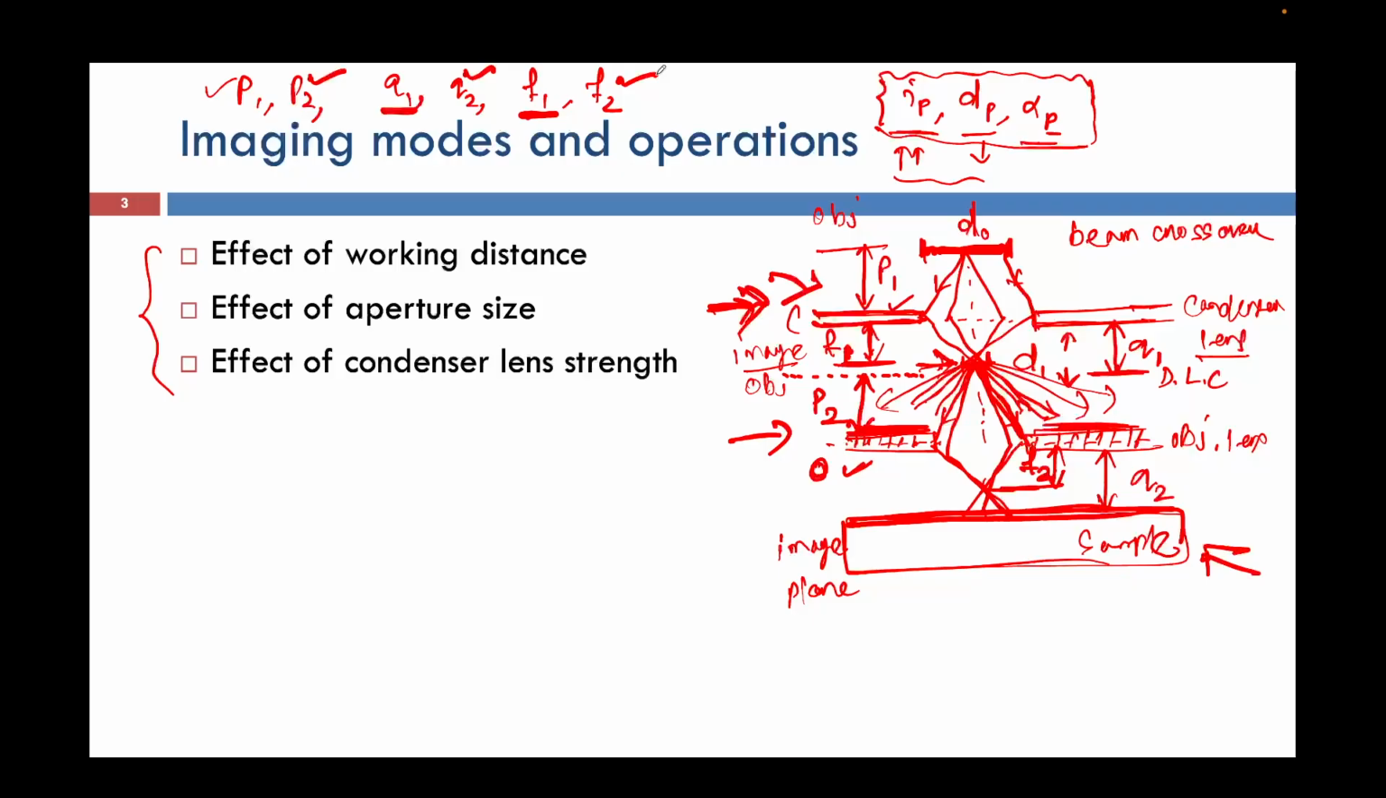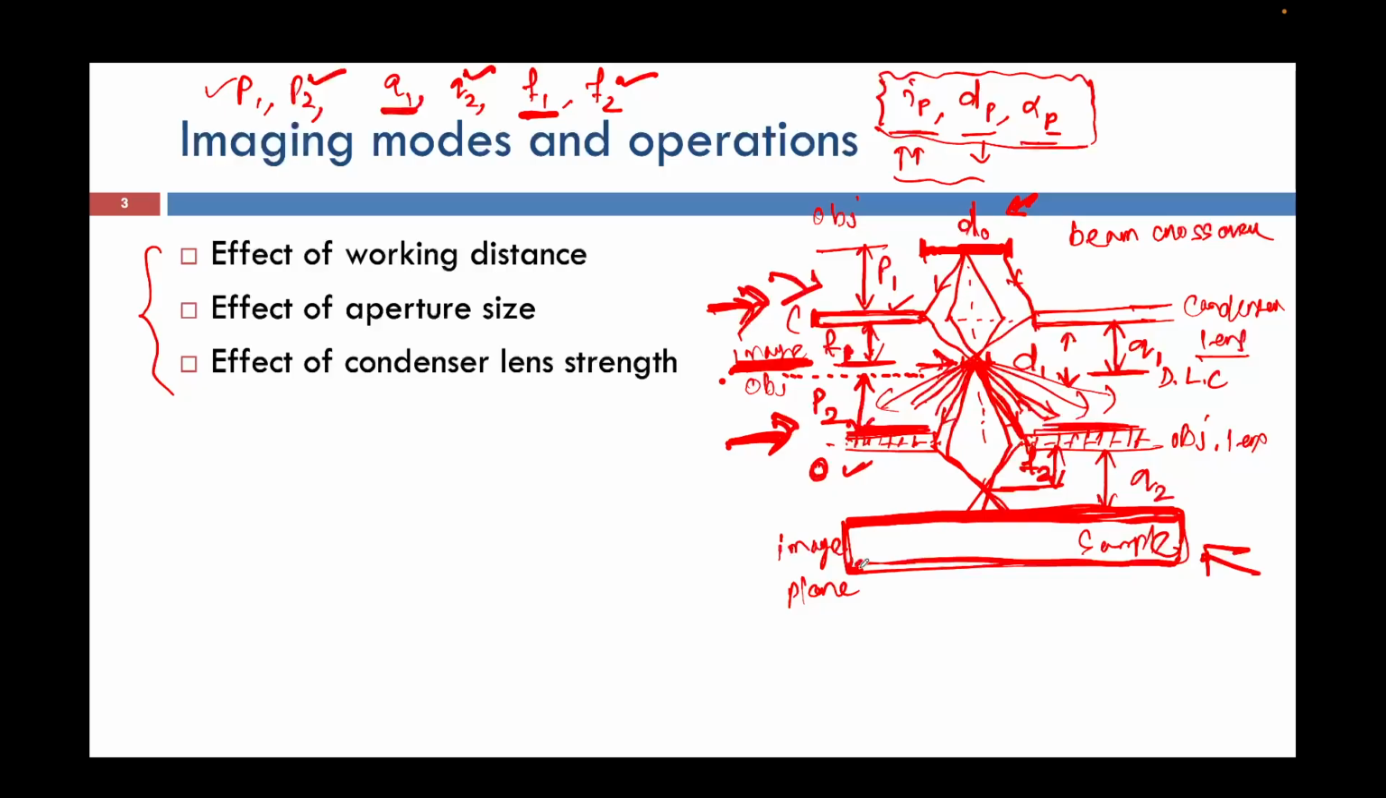And how will the image be formed? Here d naught acts as the object for the condenser lens, and then it will form an image somewhere in this plane. This is an intermediate image. This intermediate image will again act as an object for the objective lens, and then finally the image will be formed here, where the Gaussian image plane, the top surface of our sample, will be. So this is how we typically trace the electron rays in scanning electron microscopy.